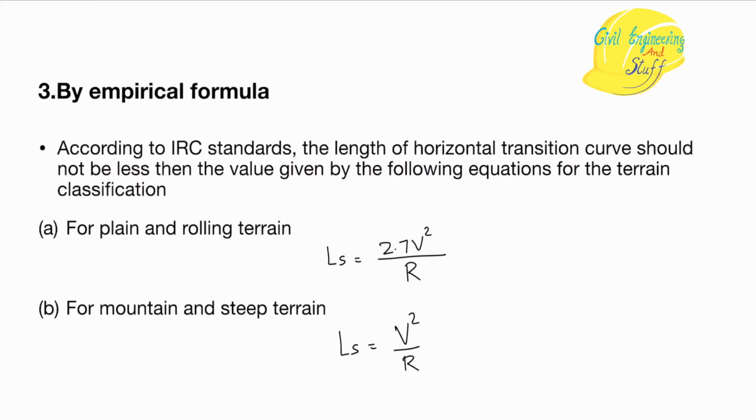After that we have empirical formulas, and as per the IRC standard we have two empirical formulas. One is for plain and rolling terrain and one is for mountainous and steep terrain. These are the minimum values that should be there for the length of the transition curve. For plain and rolling terrain we have the length of the transition curve equal to 2.7 V square by R. For mountainous and steep terrain we have V square by R.